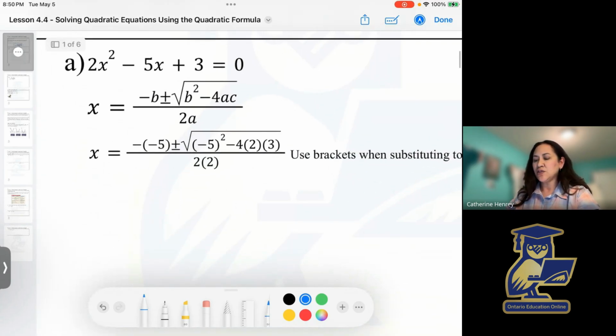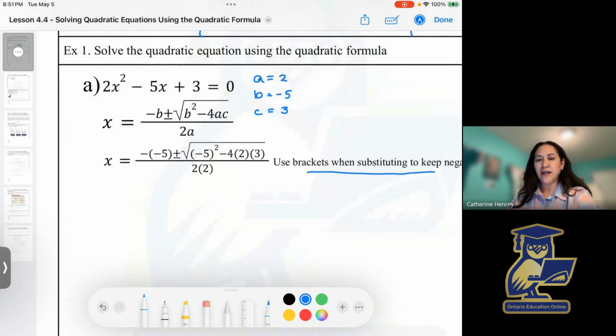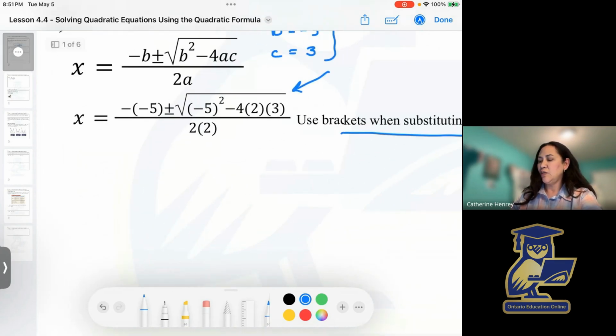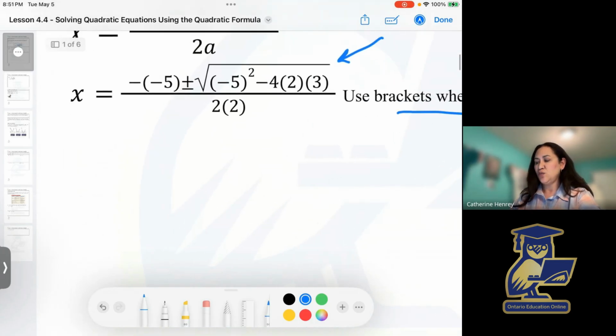If I have 2x squared minus 5x plus 3 equals 0, then I can identify here that the a is 2, the b is negative 5, and the c is 3. Once we have that, you want to make sure that you use brackets with your substitution. That helps keep track of the negative signs, and hopefully you don't inadvertently forget one. So we subbed in the a, the b, and the c into the quadratic formula. Once we do that, we just use our order of operations. Remember BEDMAS.